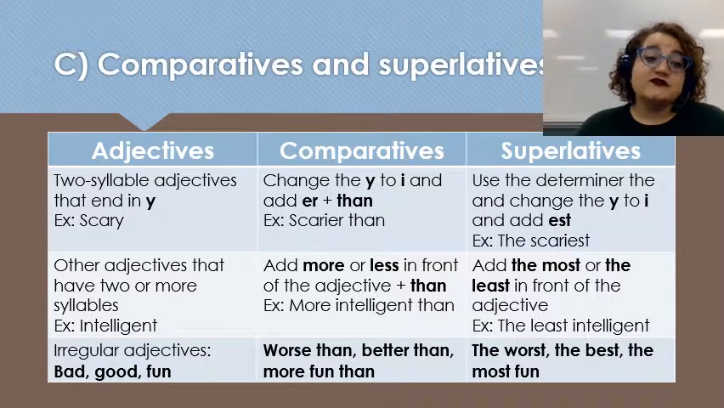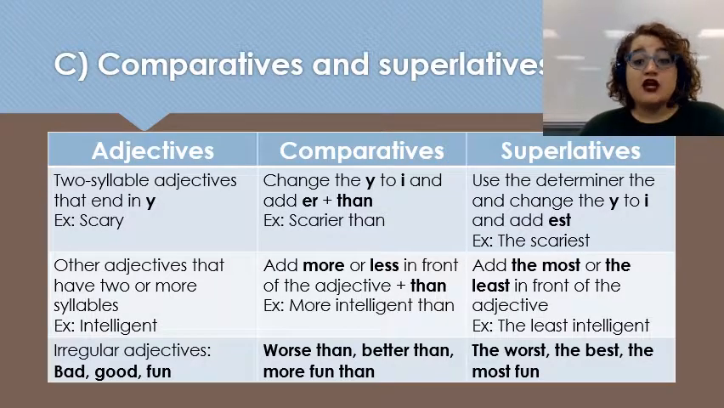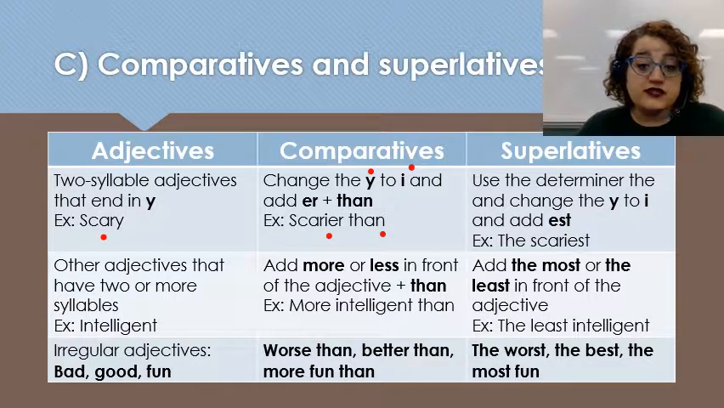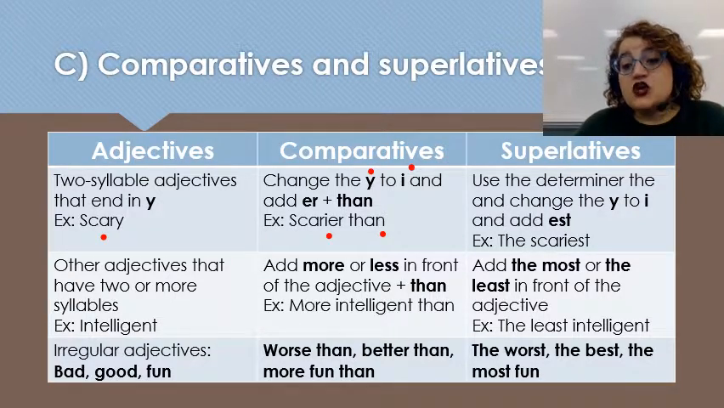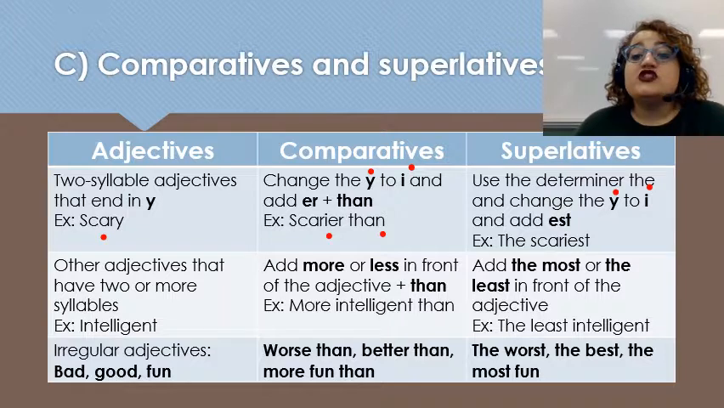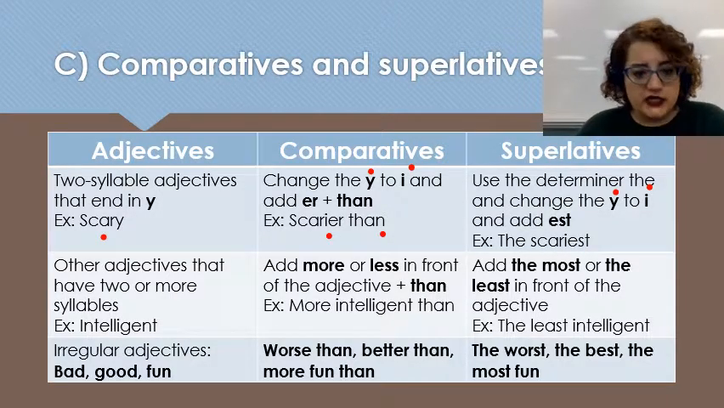When it comes to adjectives that have two syllables and that end in Y, you're going to do something that we've done before, which is changing the Y to an I and then add our ending. So for example, scary becomes "scarier than", as in The Conjuring is scarier than Monsters University. And for superlatives, you're going to change the Y to an I, and then you're going to add our ending, which is -est. So for example, "the scariest". The Conjuring is the scariest movie I've ever seen.